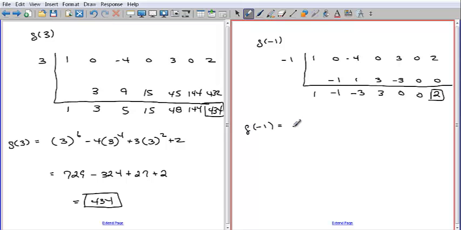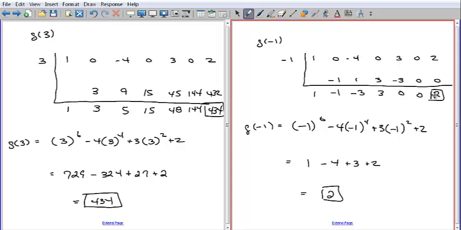Now we plug it in. So we get negative 1 to the 6th minus 4 times negative 1 to the 4th plus 3 times negative 1 squared plus 2. Negative 1 to the 6th, it's an even power, so it's going to be positive 1. Negative 1 to the 4th power is positive 1. Negative 1 to the 2nd power is positive 1. So we get 1 minus 4 plus 3 plus 2, which is 2, which is the same. So that's pretty cool.